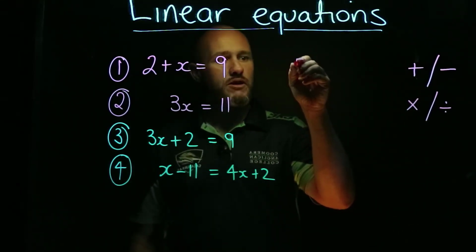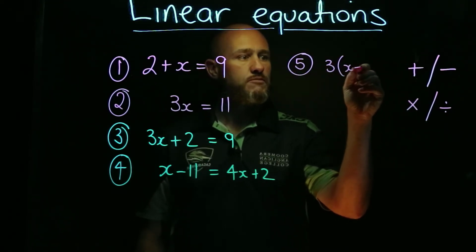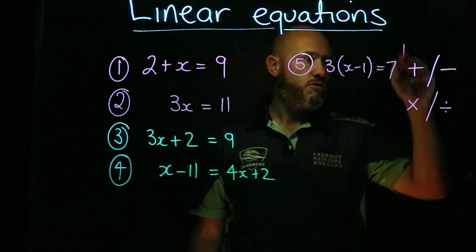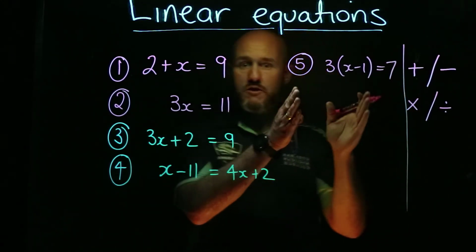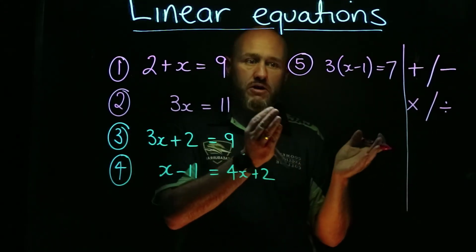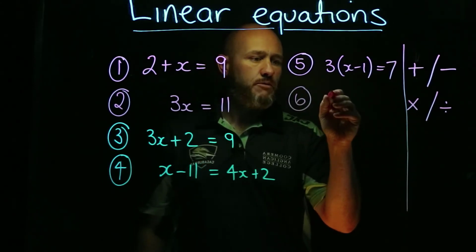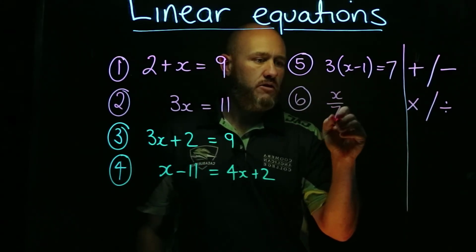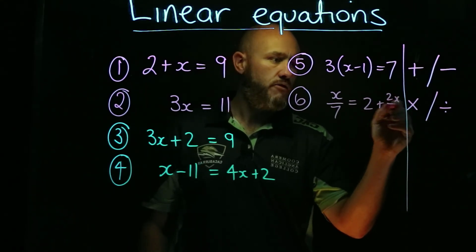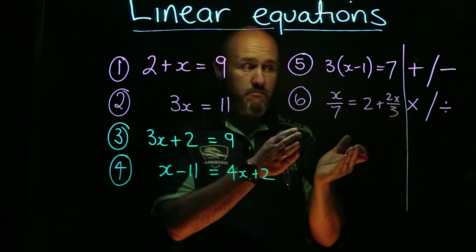So equation number 5, maybe this equation. 3(x minus 1) equals 7. I'll just put a little line here to represent that. And this particular equation, it's not really that much more complex than these, but it involves some brackets. You might see equations like that. Type number 6, maybe you have something like x over 7 equals 2 plus 2x over 3. Now this is an equation that involves fractions, which is our next step.